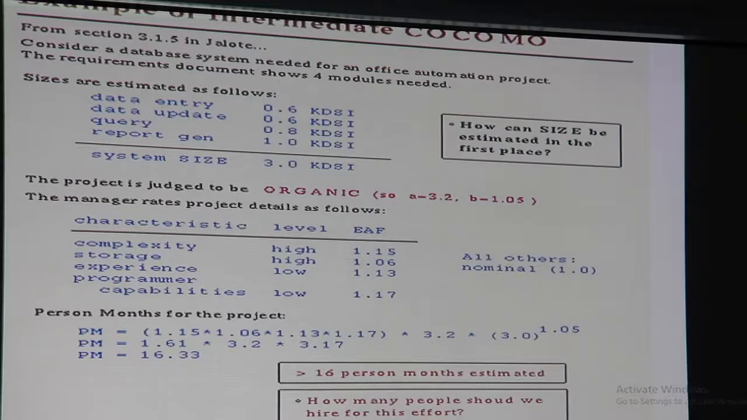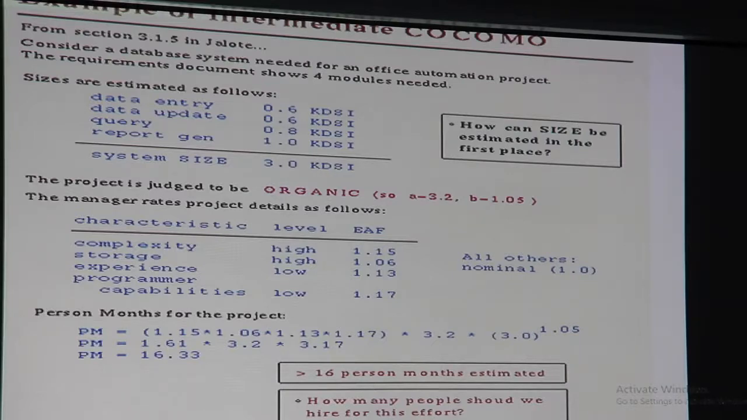Data entry comprises 0.6 KDSI. KDSI stands for kilo delivered source instructions. So 0.6 is nothing but 600 lines of code, and that's for data entry. In total, including data update, query and report generation, the system size comes out to be 3.0 KDSI.